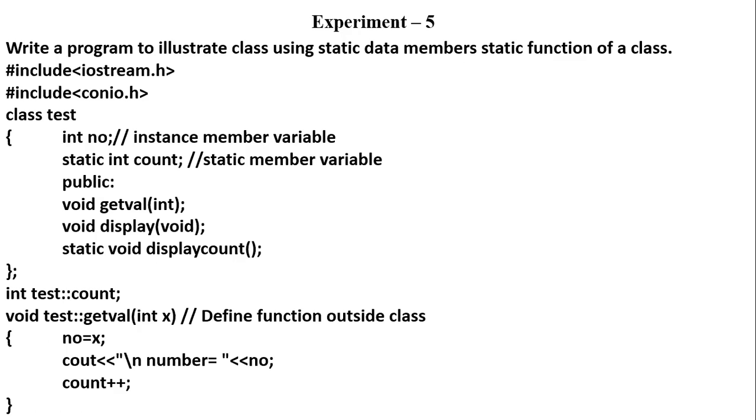Now, one more difference is here: you have to initialize this static member after the class. You can see here class test, int no, a simple variable, static count, a static variable. After that, getval and display are the normal functions, and the static function is display count. Now the class is ending. Here we initialize the count variable with the help of the class: int, the type, then test the class, the scope resolution operator, and count, initializing count to 0. If you write count equals 7, we are initializing it to 7.